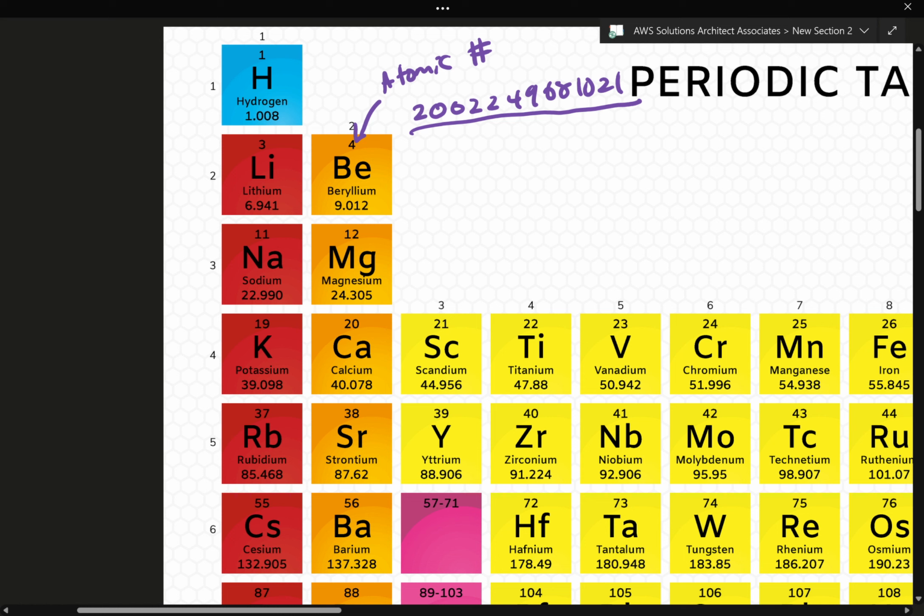But a lot of times when we're calculating, we usually round these numbers. We usually round the average atomic mass. And when we round the average atomic mass, we will end up with what we call the mass number.